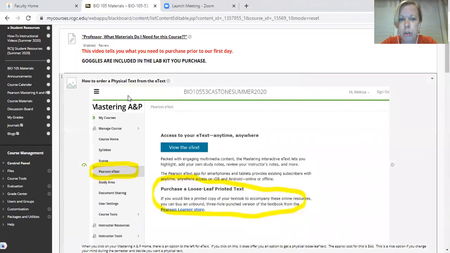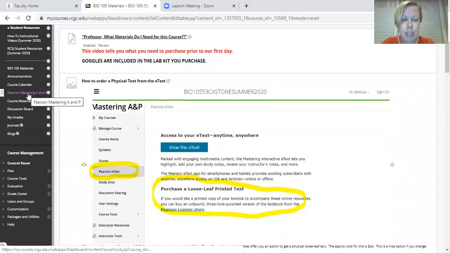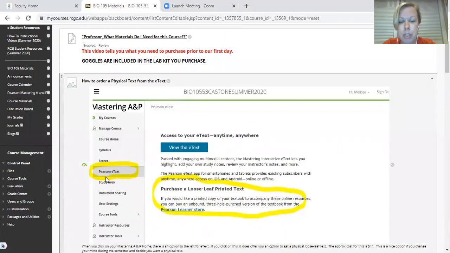This right here is how to order a physical text from the eText. So once you get into Blackboard, you'll find our Mastering A&P is over here on the left-hand side, and I have it highlighted in purple right now. When you click on that, you have access to the eText, and that's after you purchase the access code. If let's say you're operating from the eText and you decide, you know what, I really want a physical textbook. You can purchase one right from Pearson, and you would click on Pearson eText, purchase a loose leaf printed text, and it's about $44 according to the Pearson rep.